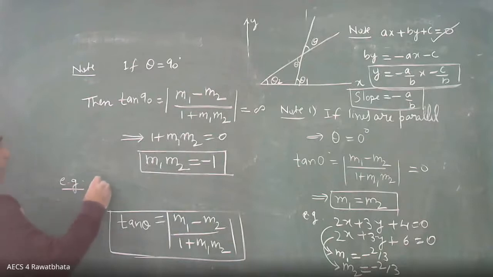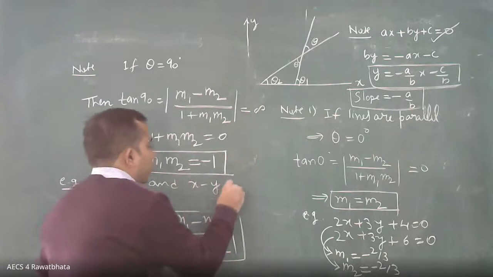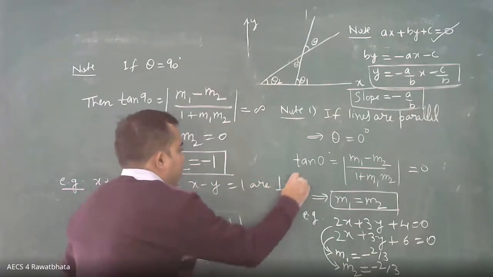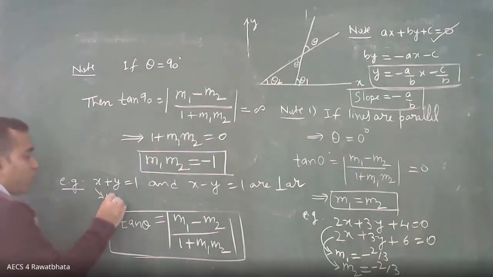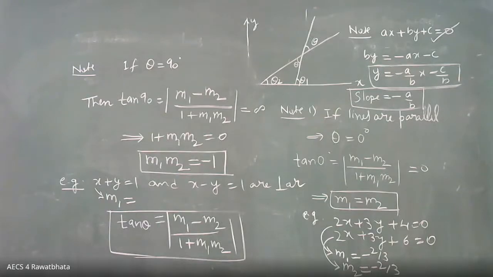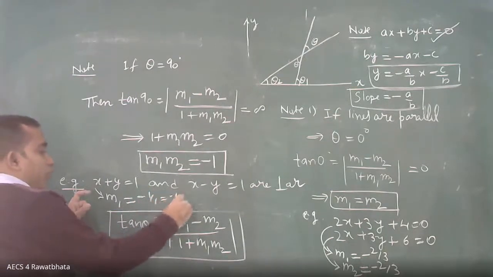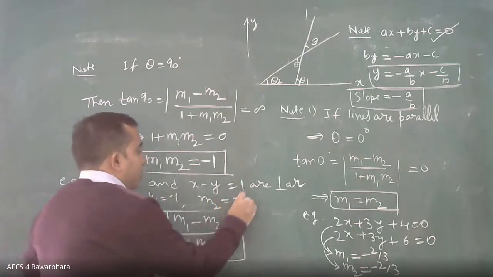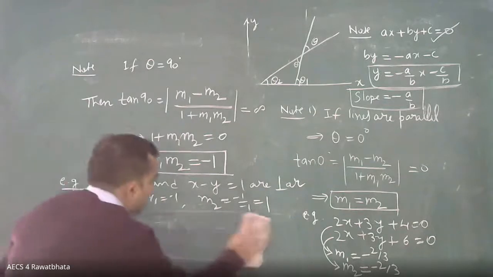For example, x plus y equal to 1 and x minus y equal to 1 are perpendicular. How do I check that they are perpendicular? What should be the slope of this, students? M1 will be how much here? Minus 1. The multiplier of x is 1, the multiplier of y is 1, so minus 1 upon 1, which is minus 1. And similarly, M2 will be minus 1 upon minus 1, which is 1. So M1 times M2 equals minus 1, and hence they are perpendicular.